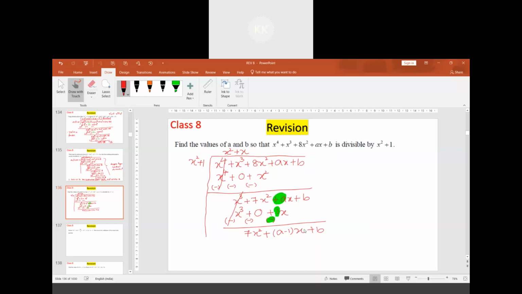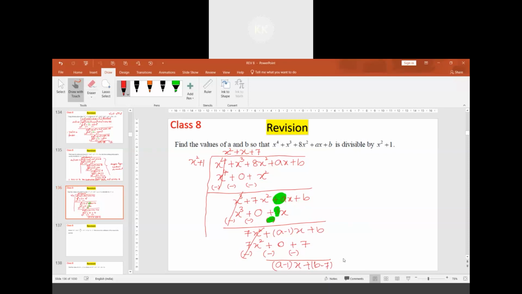Now you observe x square has coefficient 7. So let's take 7 here. We get 7x square. When 7 is multiplied with 1, we get 7. So the x term won't be there. I'll write this as 0 plus 7. Let's change the sign. This gets cancelled. From a minus 1, if 0 is removed, we get a minus 1 only. So a minus 1 into x plus b minus 7.